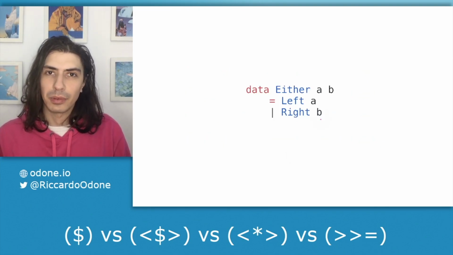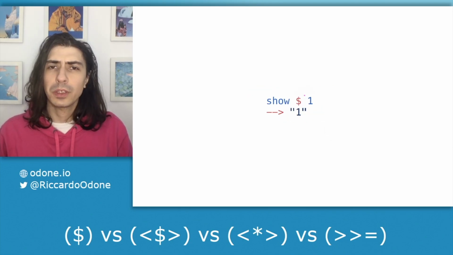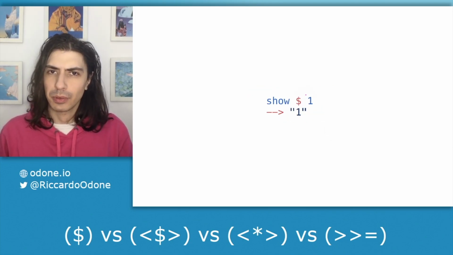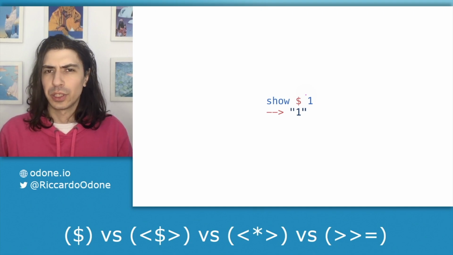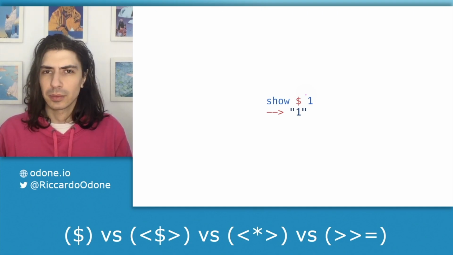Let's take a look at an example. So let's use Either, and remember that we use this data type whenever we want to run a computation that could either succeed, returning a value of type B, or fail with an error of type A. Okay, so we will be using show as a function for our example, which is what we use in Haskell to turn pretty much anything into a string.